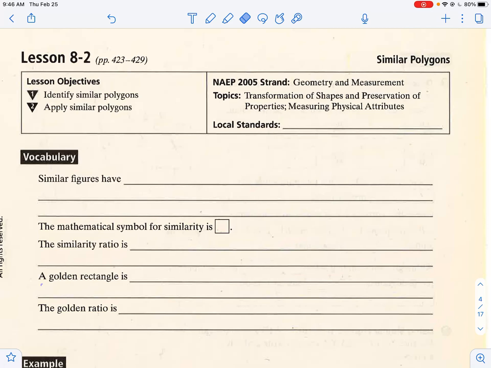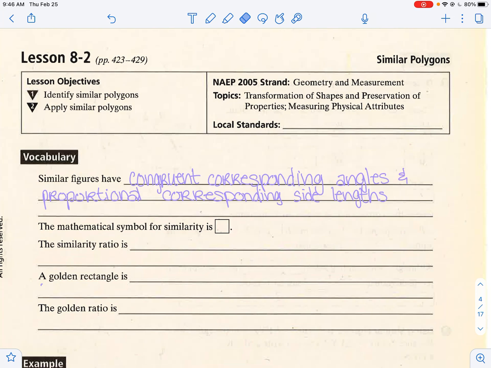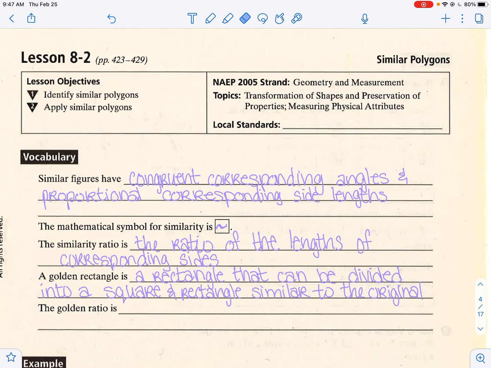Alright, 8.2 is about similar polygons, and our objectives are to identify similar polygons and apply similar polygons. So first we need to know that similar figures have congruent corresponding angles and proportional corresponding side lengths. And the mathematical symbol for similarity is just that little wavy line. The similarity ratio is the ratio of the lengths of the corresponding sides.